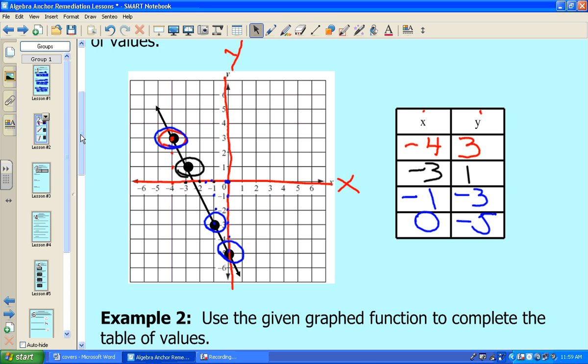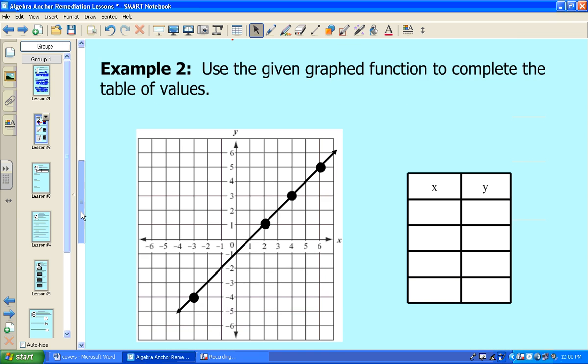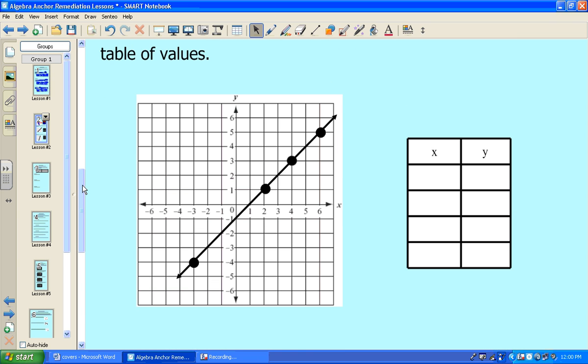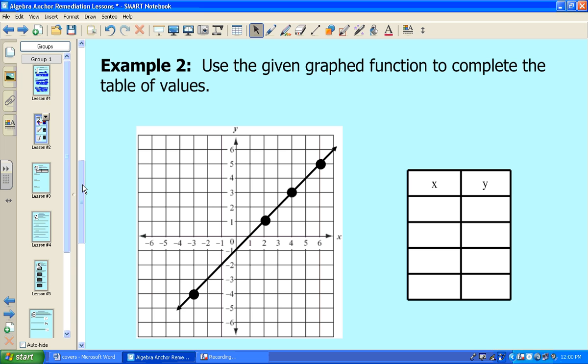Okay, going on to example 2. Once again, you're given a graph, a linear function graph, and they just want you to label what the points are. It doesn't really matter what point you start with. Typically, you start with the point furthest to the left, though.